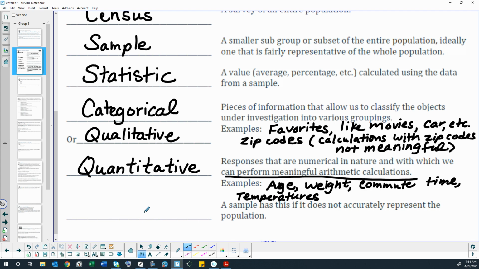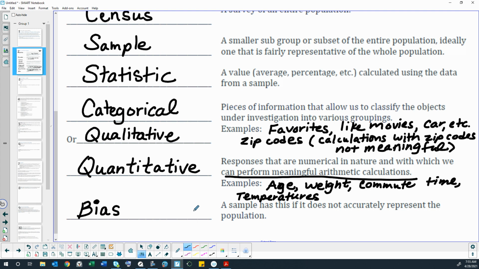Okay. The last thing I'm going to throw in here: a sample has this if it does not accurately represent the population, and that's something we're going to spend a whole page talking about in this unit, and that is bias. So our goal is that the study we create when we collect data is not going to have bias, otherwise that will skew our data and not make our statistics very accurate. So something to be aware of.